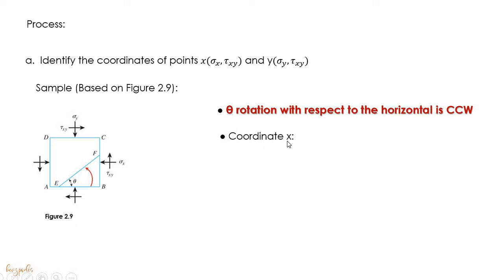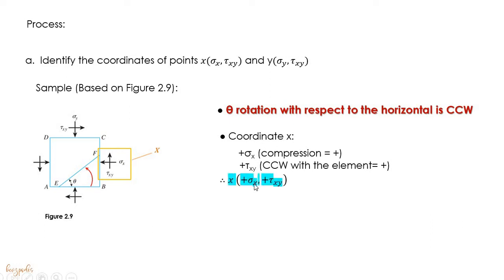Next is to identify the coordinates of point x. The coordinates of point x is simply the normal stress acting on the x direction and the shear stress acting also on this side. So that is your point x. We see that sigma x is compression, therefore this is positive. And we see that the direction of tau xy is counterclockwise. It has the same direction as the angle of rotation. Therefore, our shear is positive.